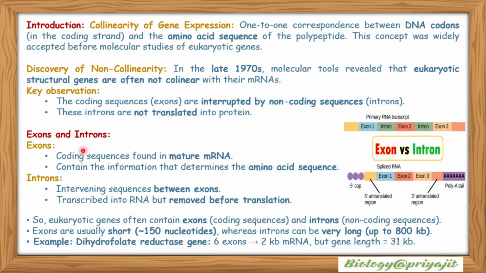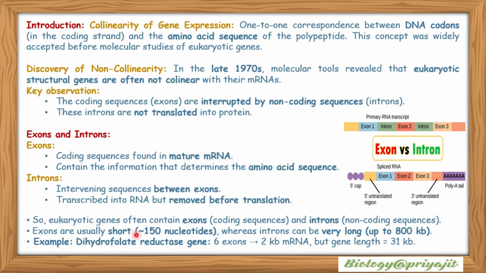Exons and introns. Exons are coding sequences found in mature mRNA. They contain the information that determines the amino acid sequence. Introns are the intervening sequences between exons that are transcribed into RNA but removed before translation. So, eukaryotic genes often contain exons, or coding sequences, and introns, the non-coding sequences.